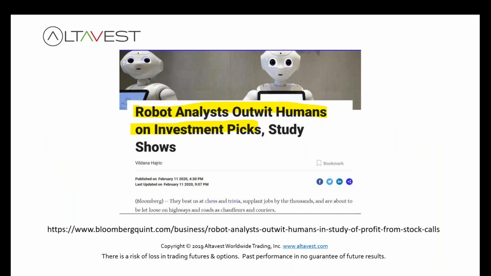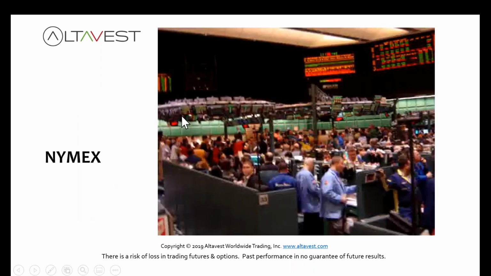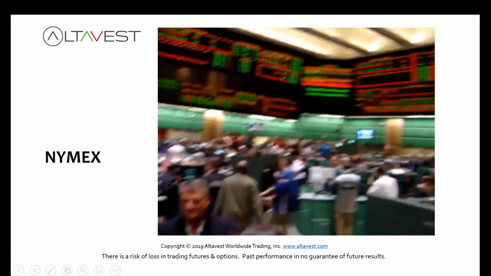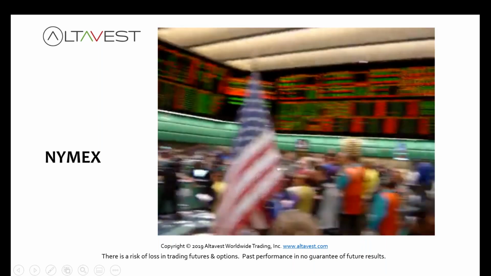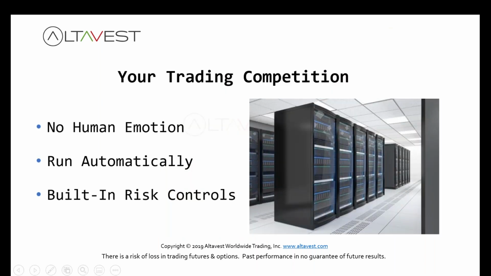So that's what you call revolutionary trading. We're kind of in this stage here. I'd say we're moving into the AI stage, even a little bit beyond this now. Here's what it used to look like, folks, the trading environment. Just a short video I took years back on the trading floor in New York. So it does not look like that anymore. Here's what it looks like. No emotions, automation, built-in controls. This is our competition right now.